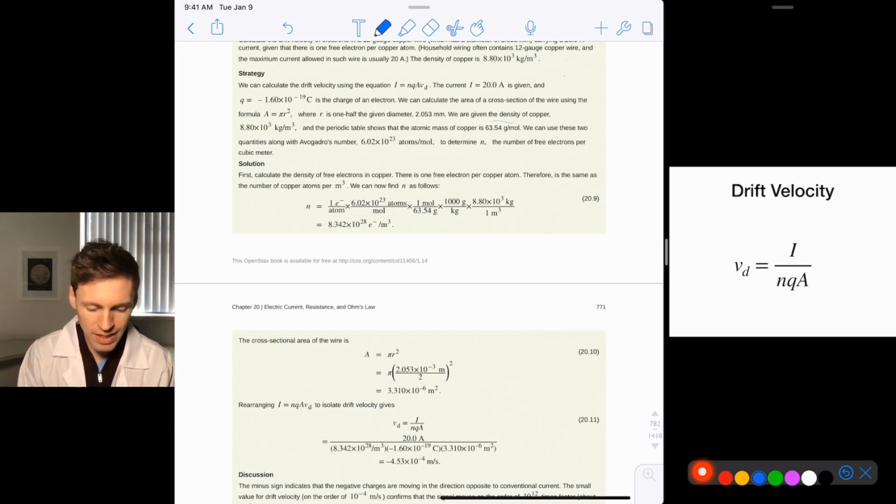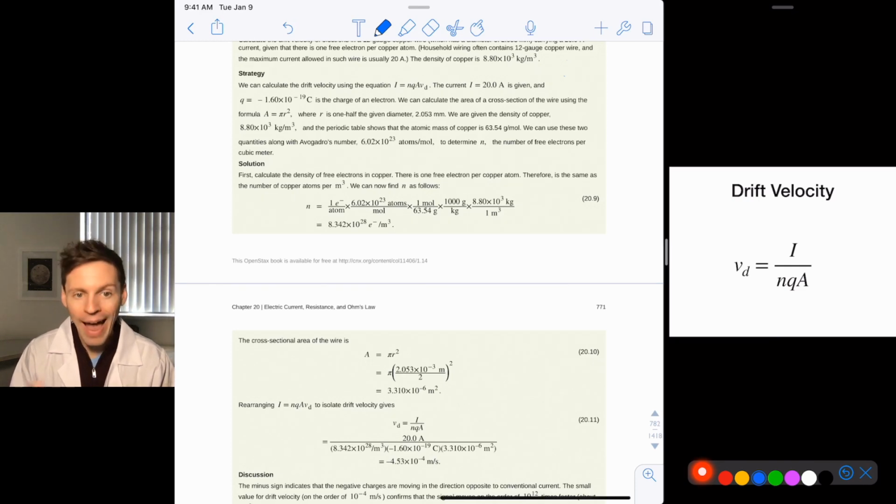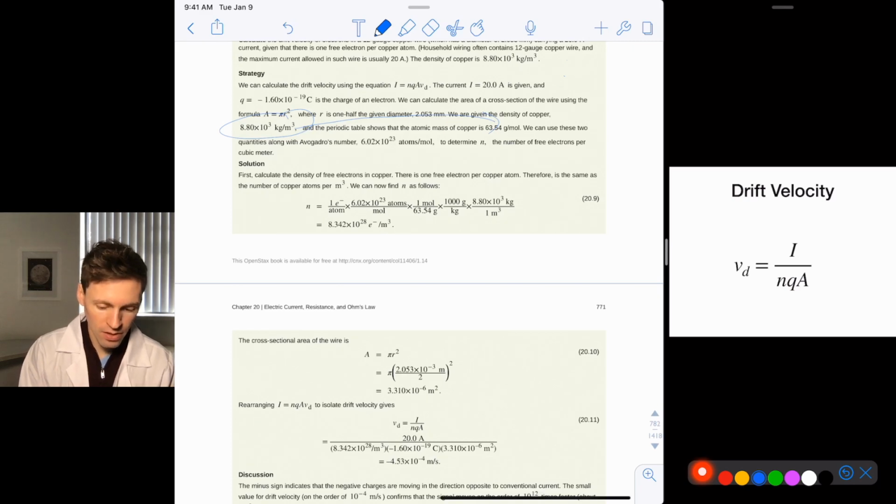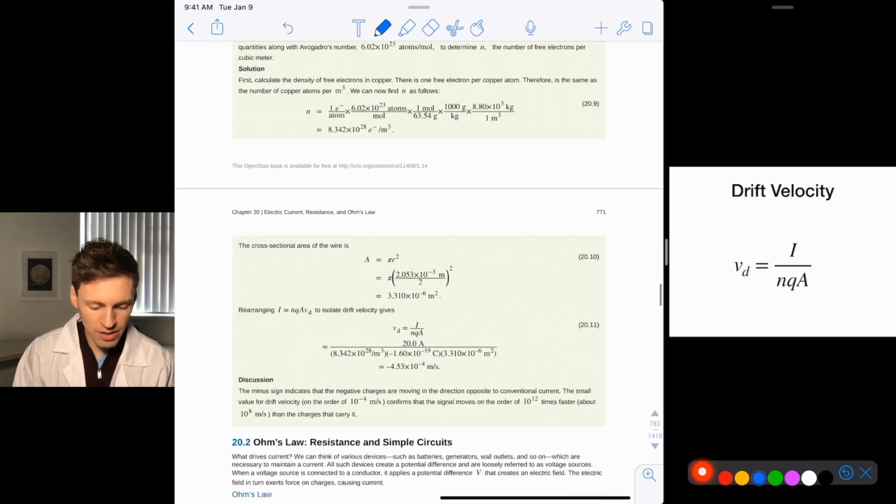So that we have 63.54 grams for every mole of copper, and then we have to convert from moles to atoms, to the raw number of atoms, and there's 6.02 times 10 to the 23 atoms for every mole. So we're going to take this, we're going to convert to moles from this, and then we're going to convert from moles to atoms. Once we have atoms, that's literally the number of copper atoms per volume, we can just plug that in. And so we get 8.3 times 10 to the 28 electrons per meter cubed. That's our number density, that's n.